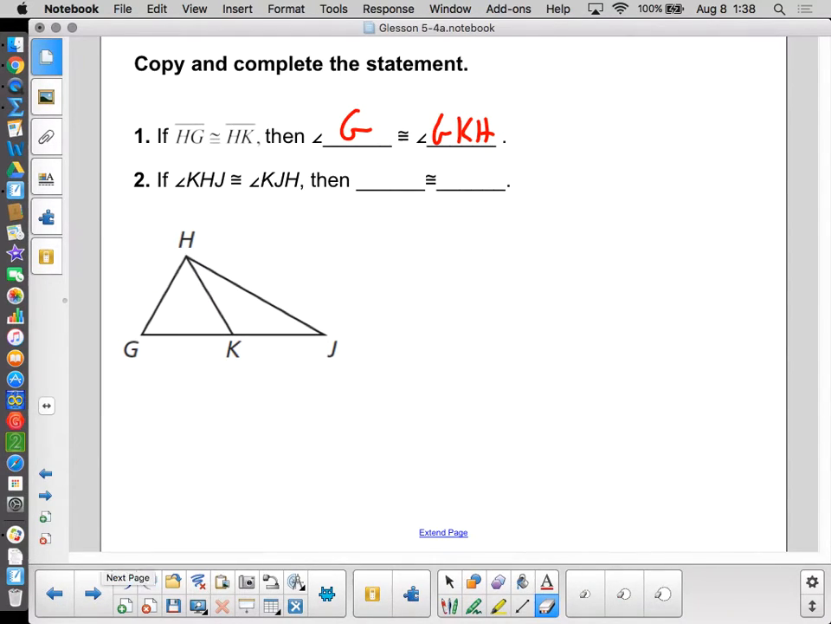Next question says if angle KHJ is congruent to KJH, then what must be congruent? Well, we have congruent angles, so the sides opposite must be congruent. So that's segment HK is congruent to KJ.